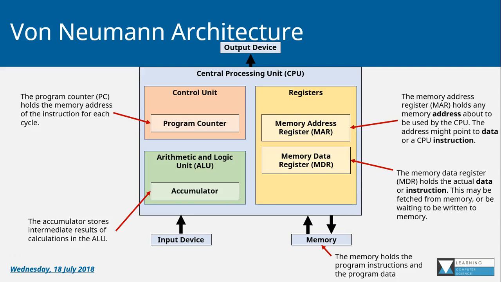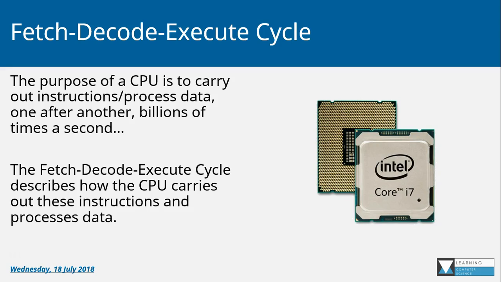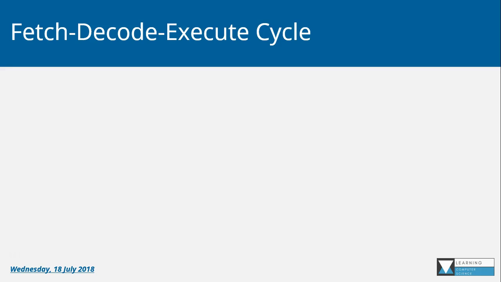What we're going to look at now is something called the fetch, decode, execute cycle. This is basically a way of visualizing how the CPU carries out the processes of these instructions and the data, because obviously it does this billions of times a second. It does it very, very fast, so it must have some sort of process that it has to follow. So the first stage is the fetch stage.